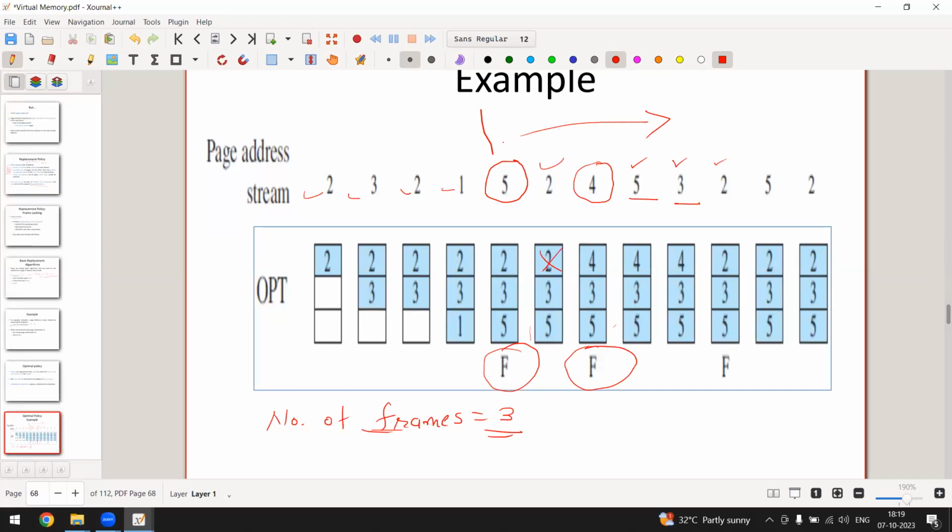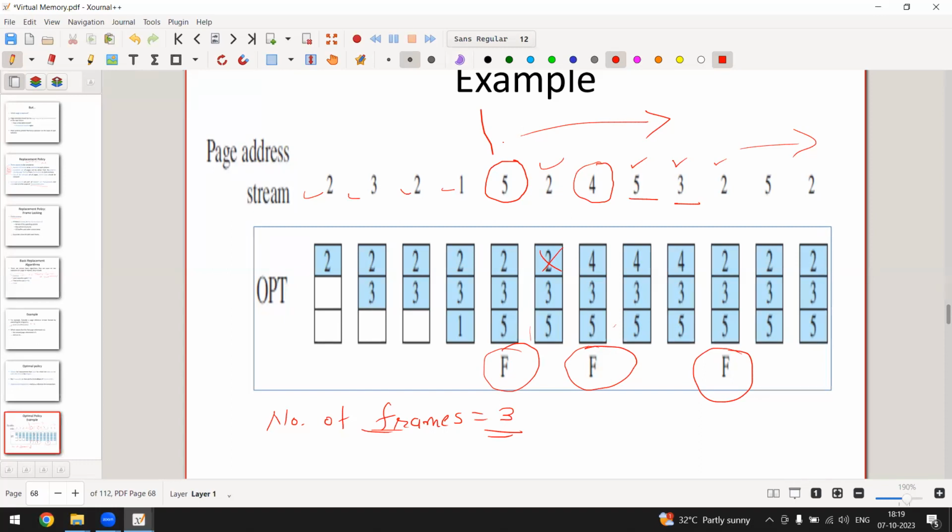Next reference is 2 again. So 2 is not present in the memory, so I will generate a page fault. And when I generate a page fault, I have to again look at the 3 available pages, 4, 3 and 5. So if I see the future, 5 is referenced, so I should not touch 5. 2 is referenced, and then after that 2 is referenced again, so that is another reference.